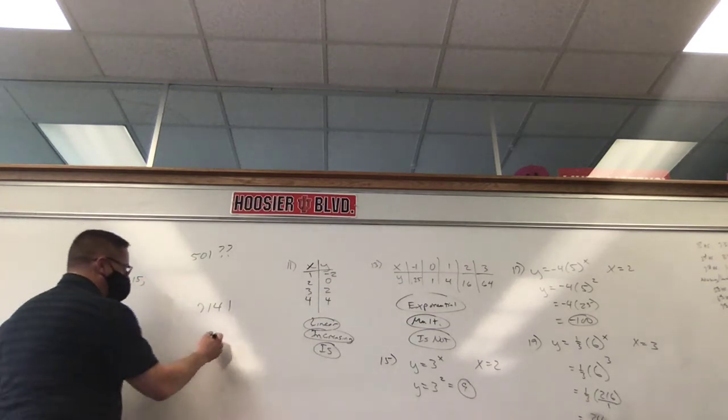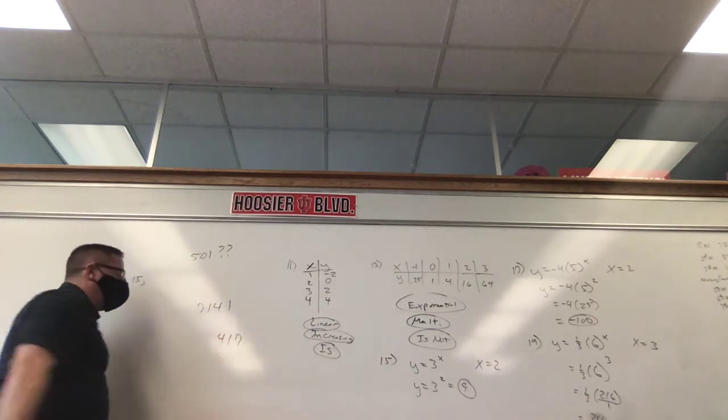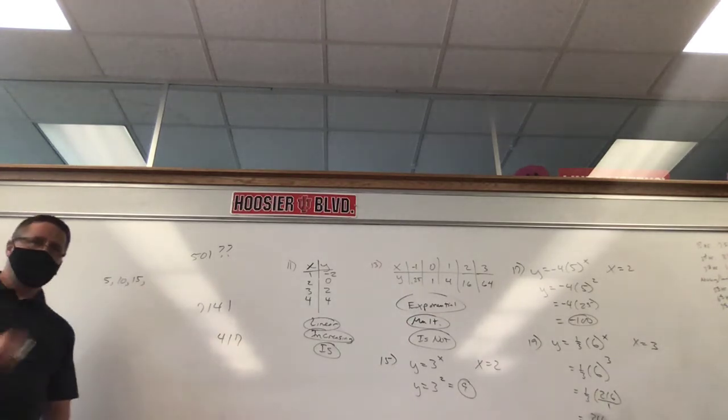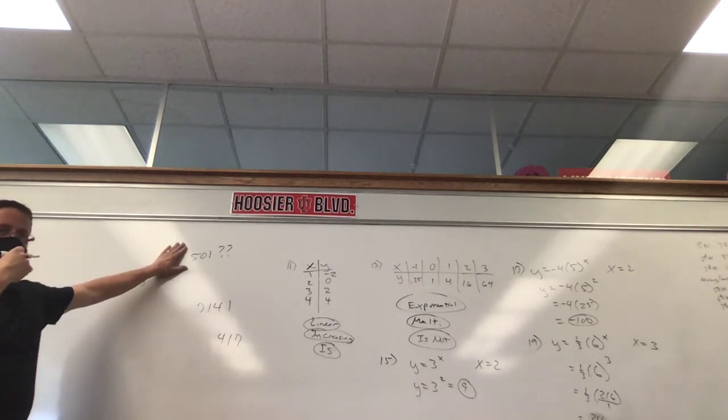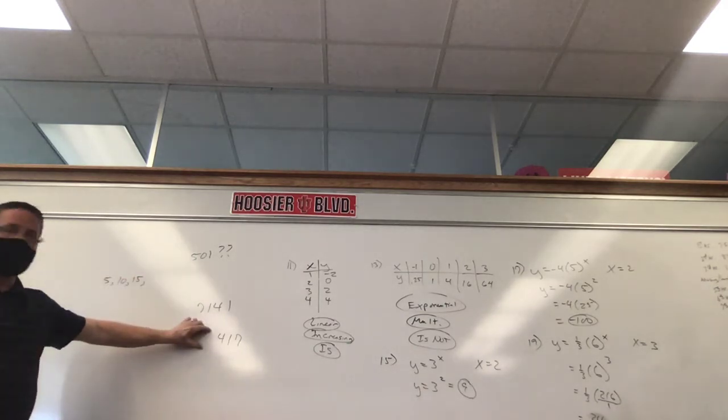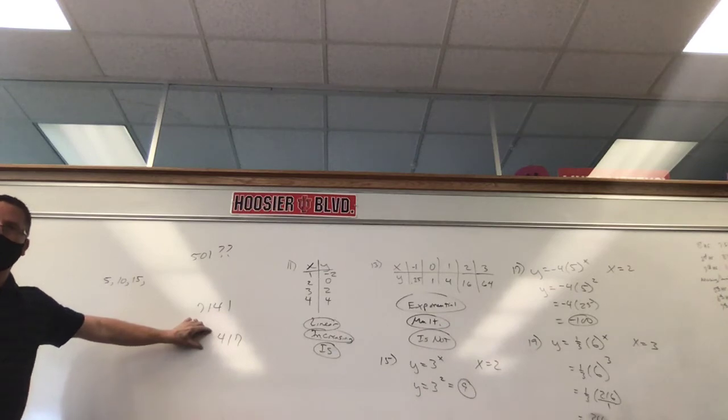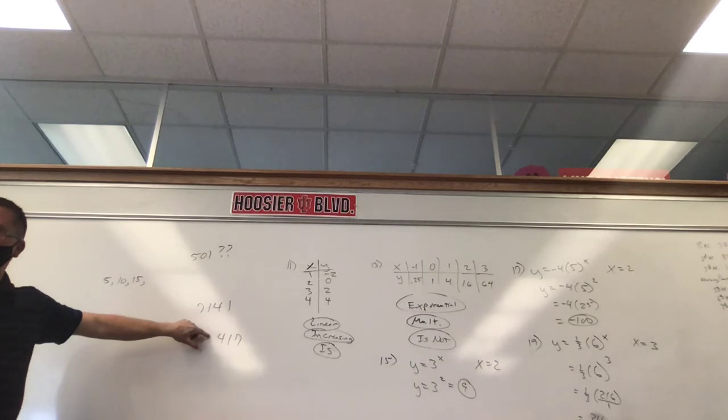Does 3 go into 417? That's not what I just said. What did I do with these digits? Add the digits up. What's 4 plus 1 plus 7? 12. Does 3 go into 12? So 3 goes into that. How many times? I don't know, but it goes into it.